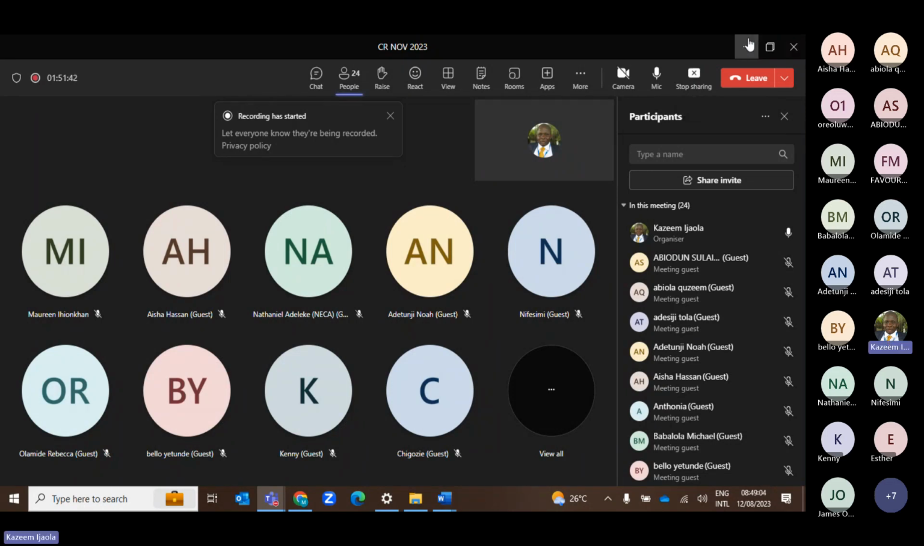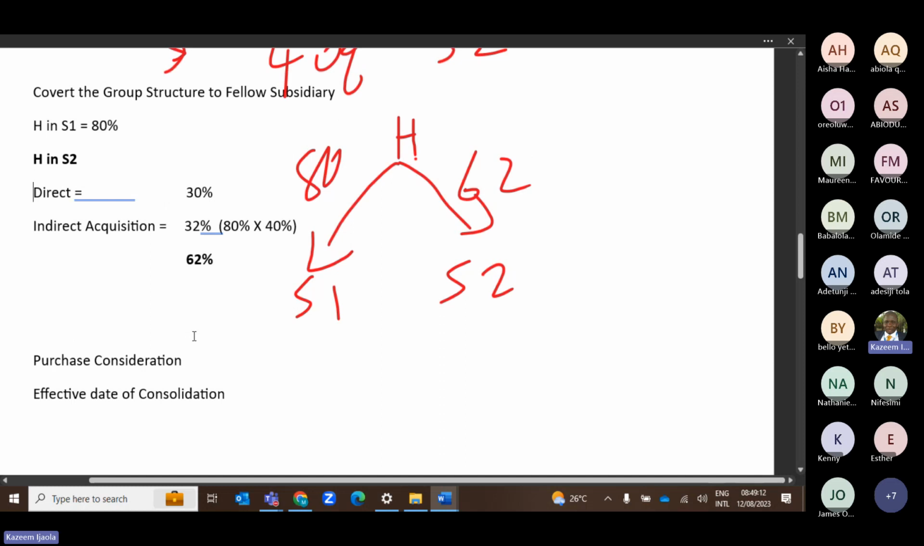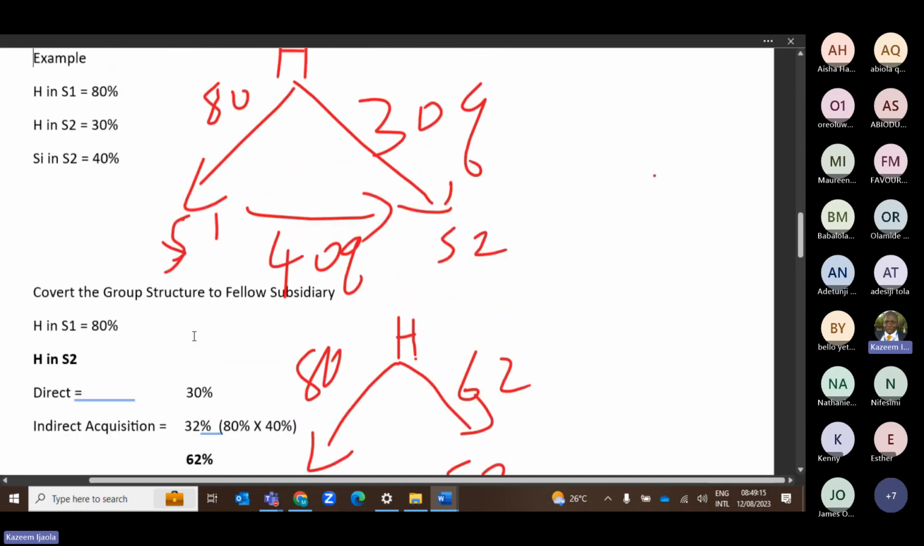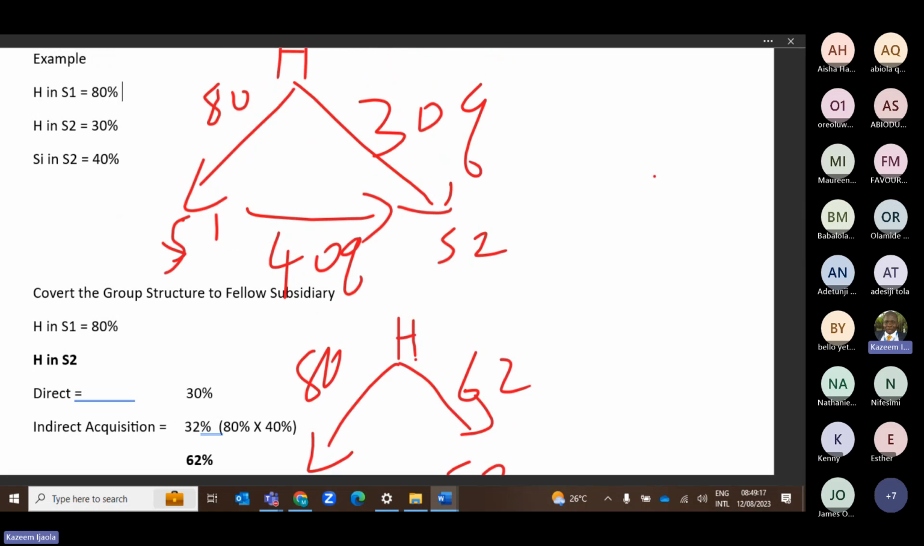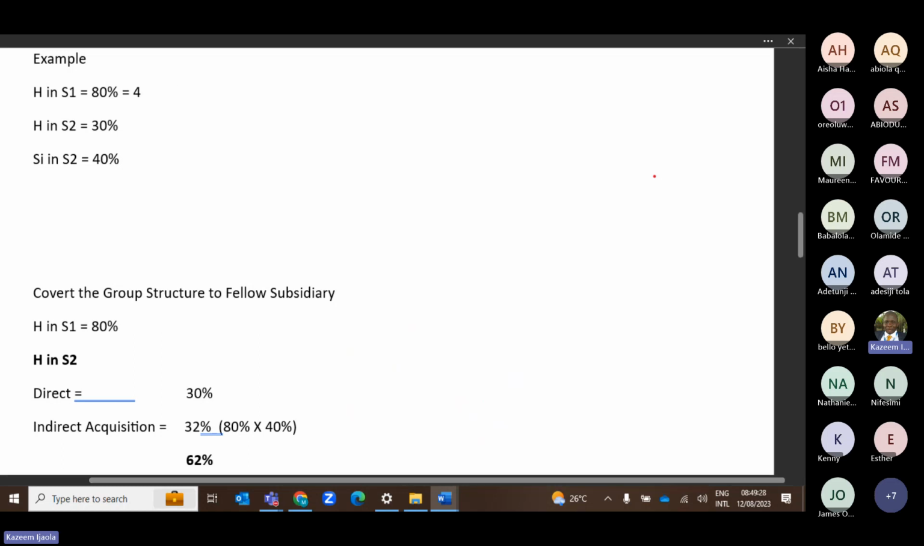In the absence of any other question, let's move on to how to determine the purchase consideration. So let's assume that for this H in S1, I will clear all these things so that I can explain purchase consideration. Let's say H paid 400,000 for these shares. Then here H paid 180,000 for this. And here this one paid, let's say, 90,000.